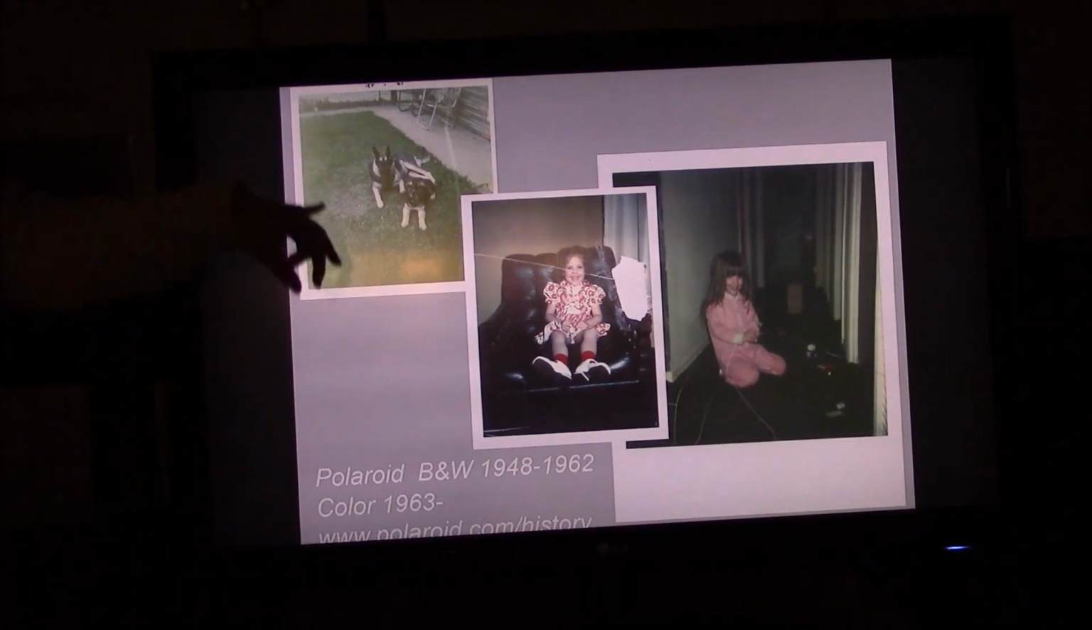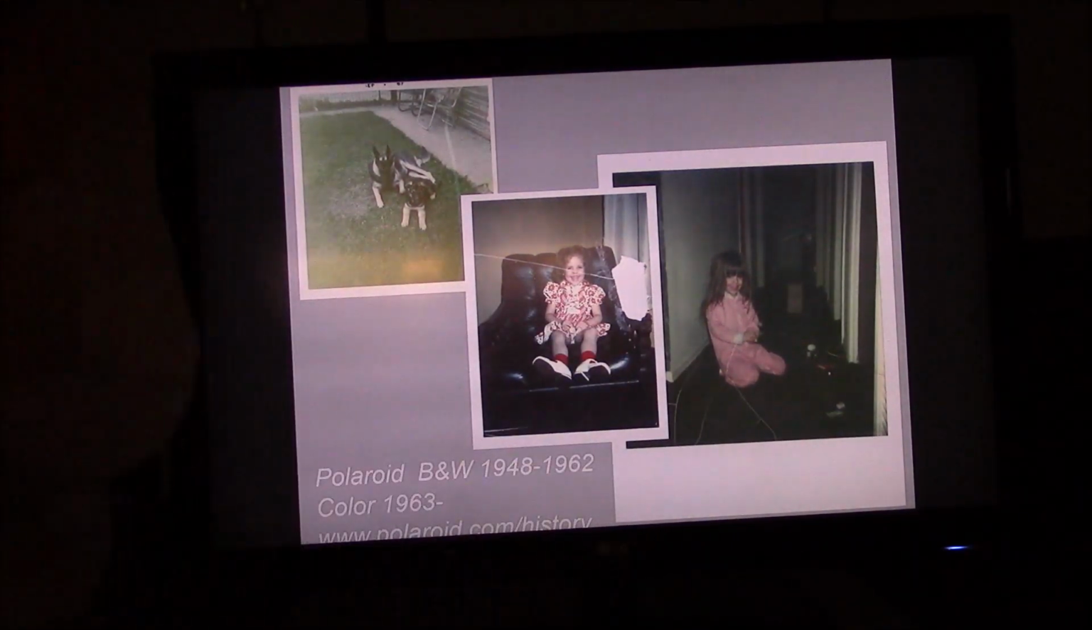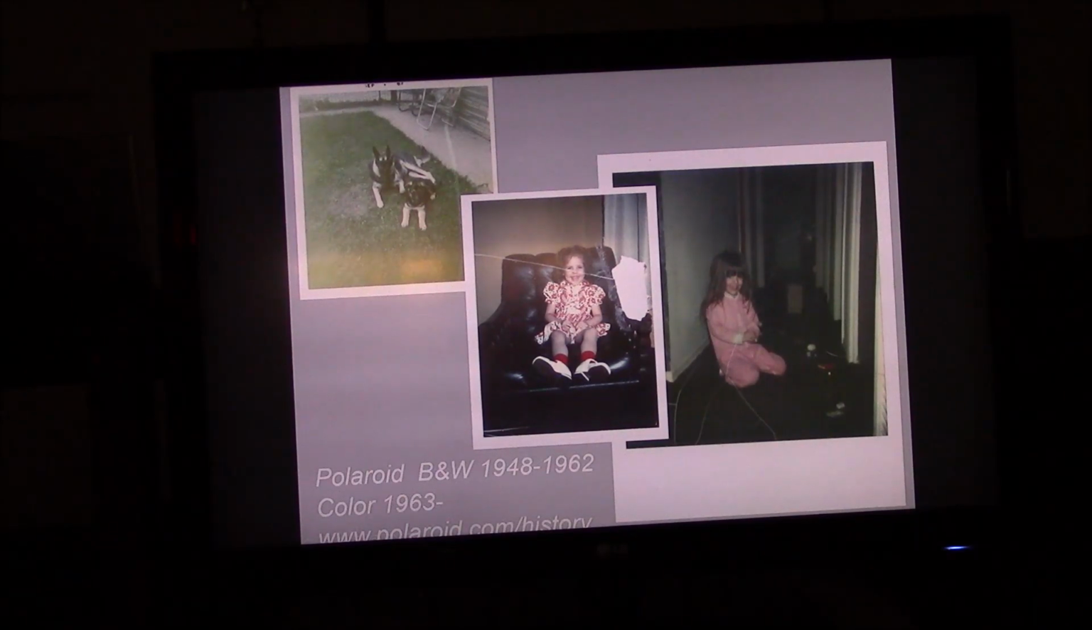So our dogs Brutus and Christy, before I was born, my sister in the late 1960s, and then me by 1980, 3 different styles of Polaroid camera photos.